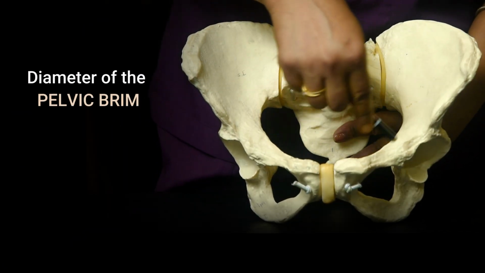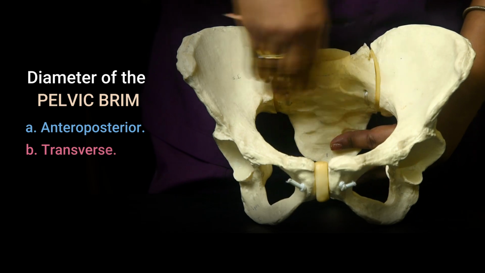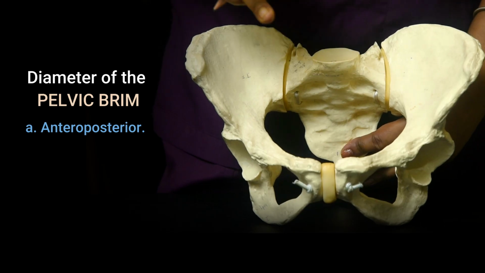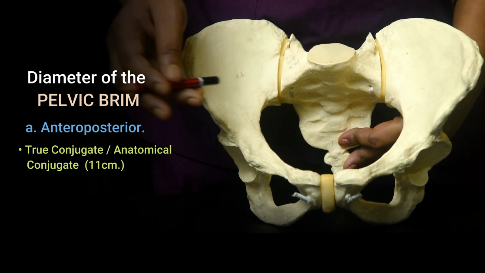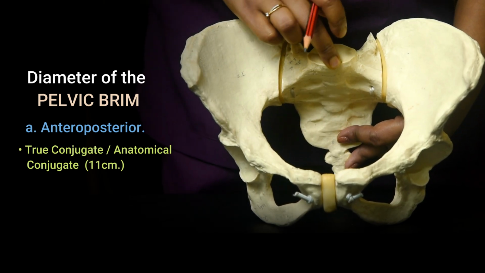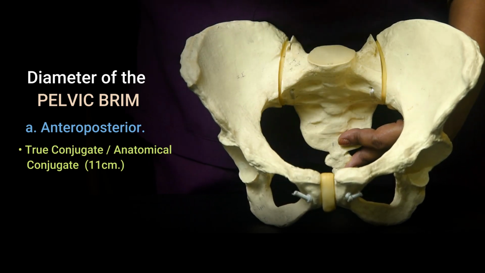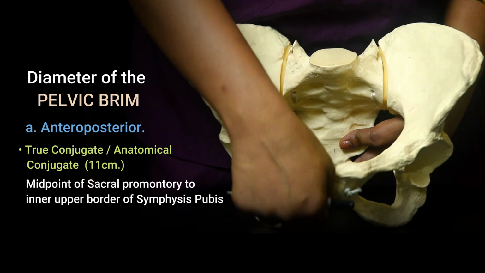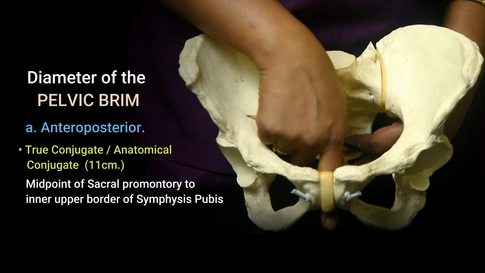You all know that this is the pelvic brim. The pelvic brim has three diameters: anteroposterior diameter, transverse diameter, and oblique diameter. In the anteroposterior diameter, there are again three diameters. The first one is known as the true conjugate or anatomical conjugate, which is 11 centimeters. It starts from the sacral promontory. Remember, for the pelvic brim, any anteroposterior diameter will start from the midpoint of the sacral promontory and end at any part of the symphysis pubis: the upper one, the middle, and the lower one. We will discuss it like this.